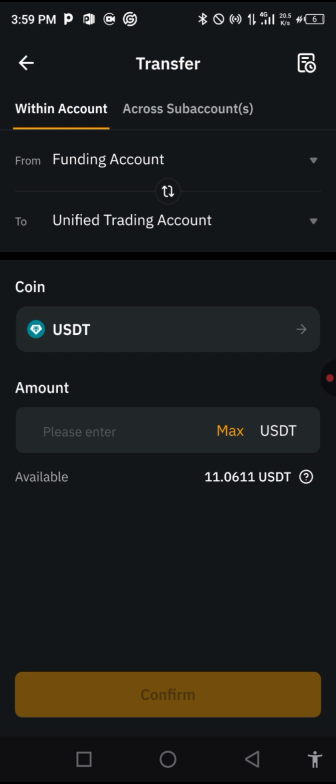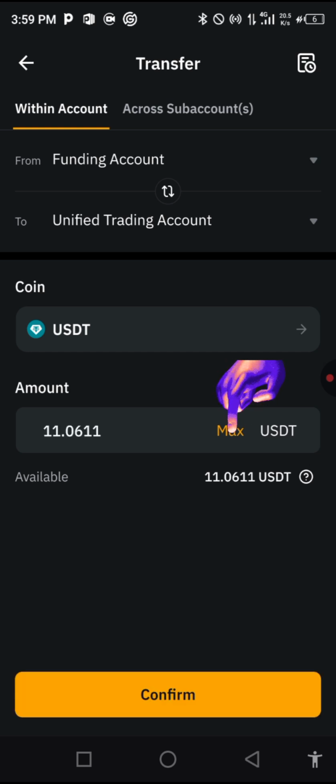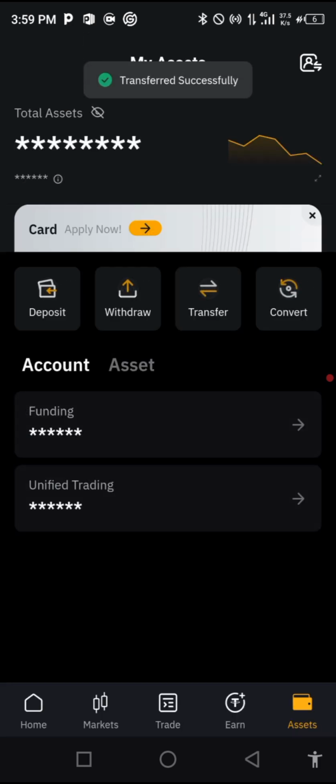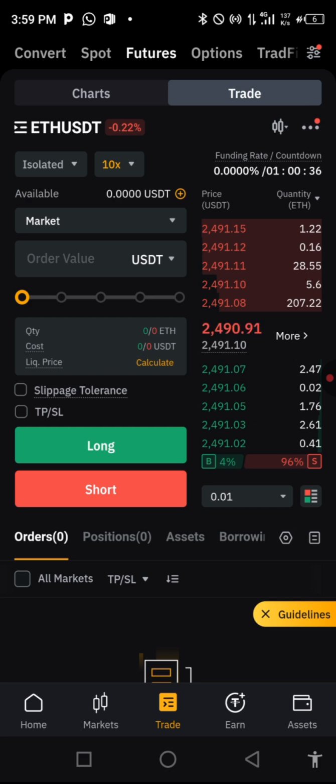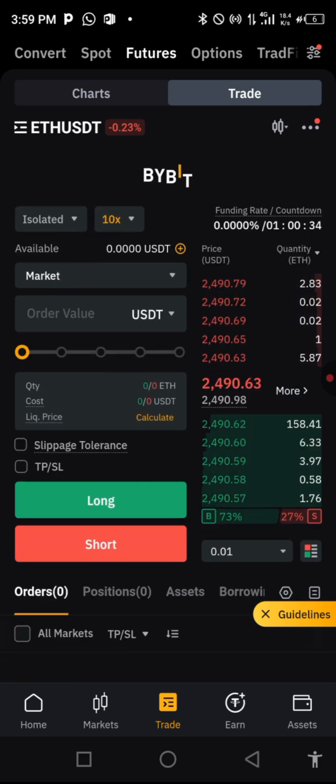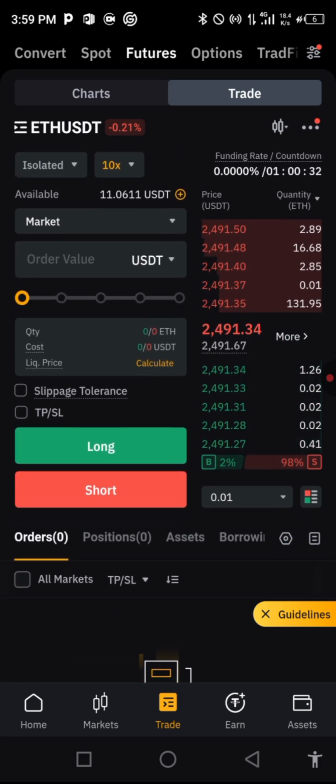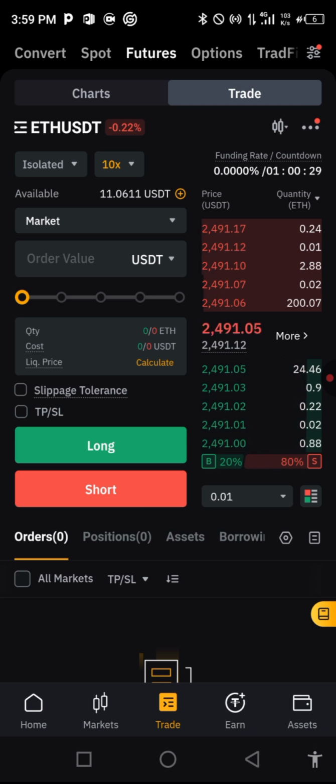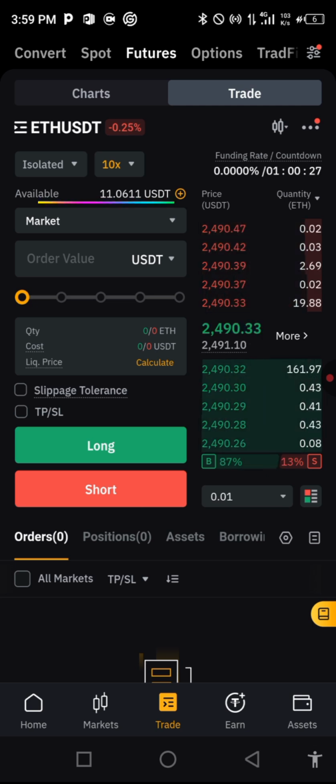Once I've done that, you click on Max, then after clicking on Max, you click on Confirm. You can see it has been transferred successfully. So just go back to my trade. Let's see if we actually have that. Let me refresh. You can see the money has entered my unified trading wallet, and you can see it on my account, and I can use it to trade.